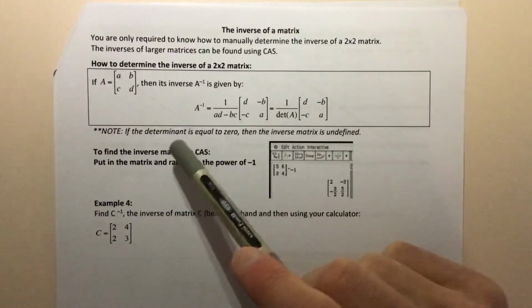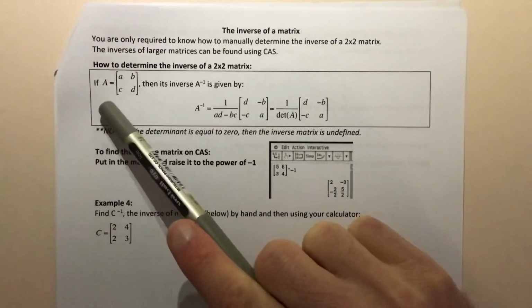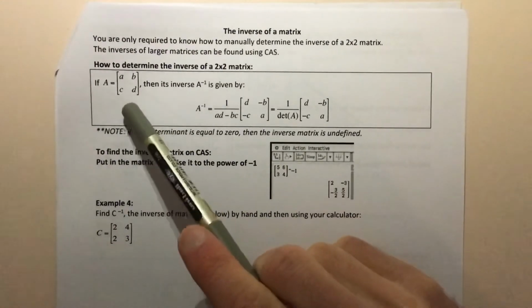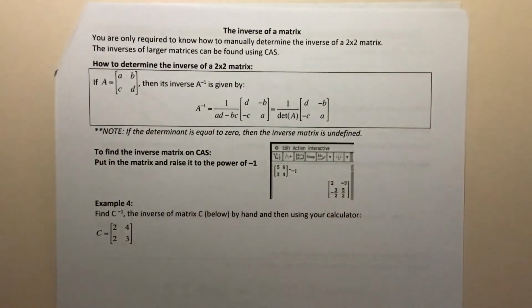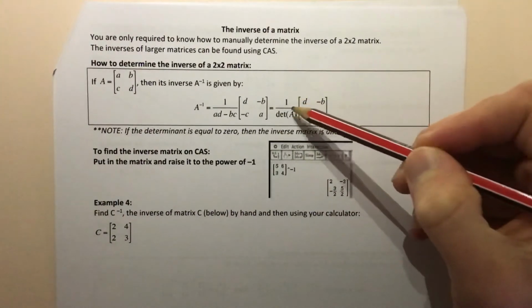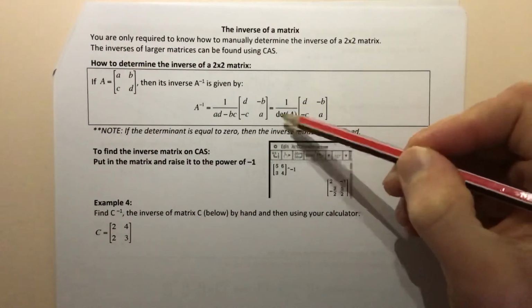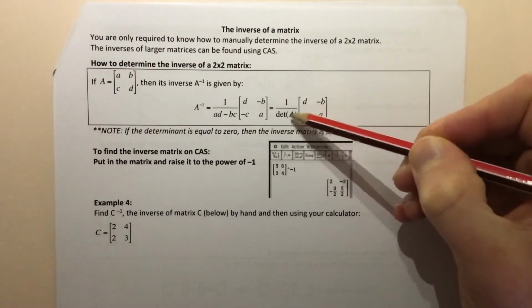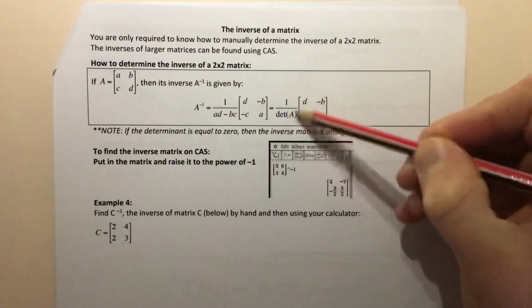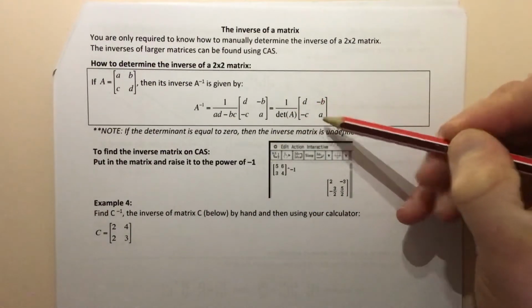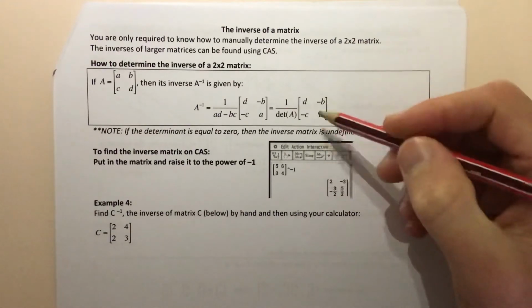The rule here is that if we're trying to find the inverse of matrix A, that's just A, B, C, D, if that's our matrix that we're finding the inverse of, the inverse will be equal to 1 divided by the determinant of A. So you can see that it's going to be useful to calculate the determinant first. So 1 divided by the determinant goes in front as a scalar, as a number in front of our matrix.